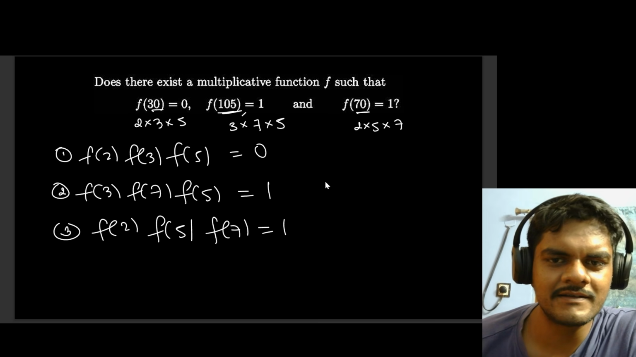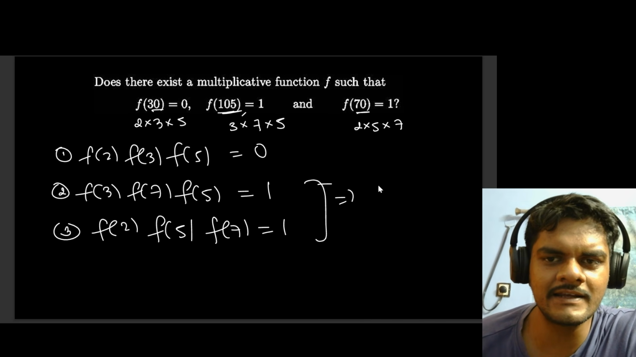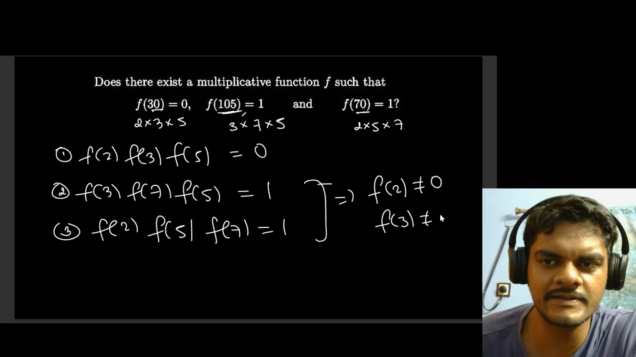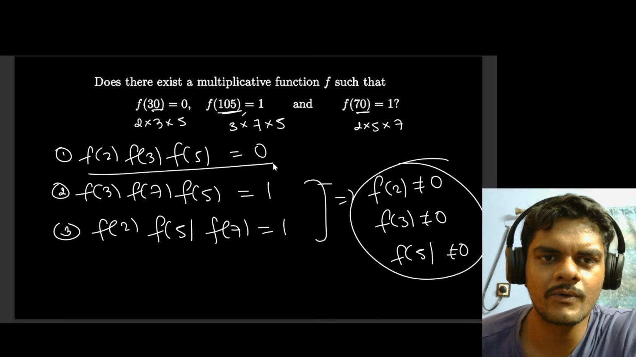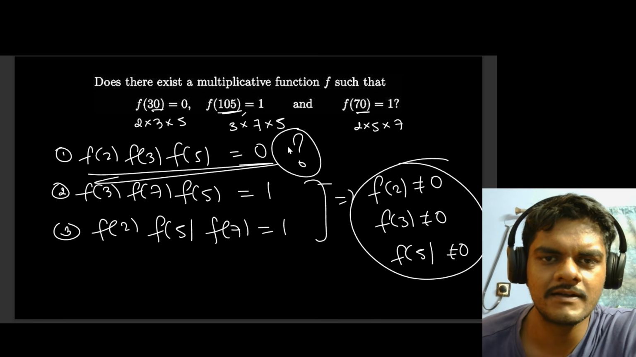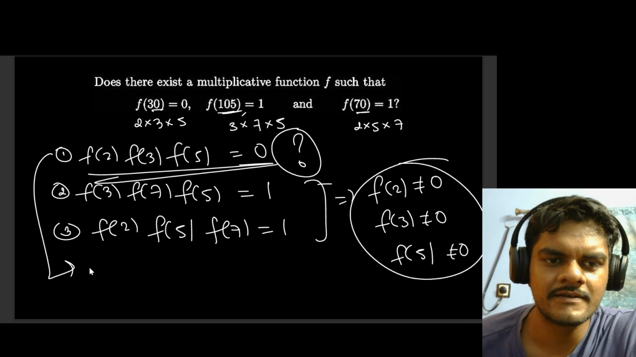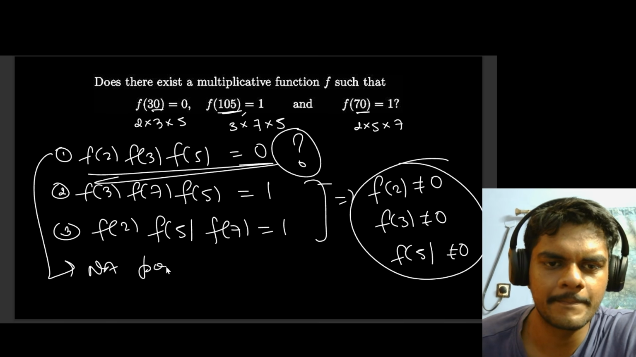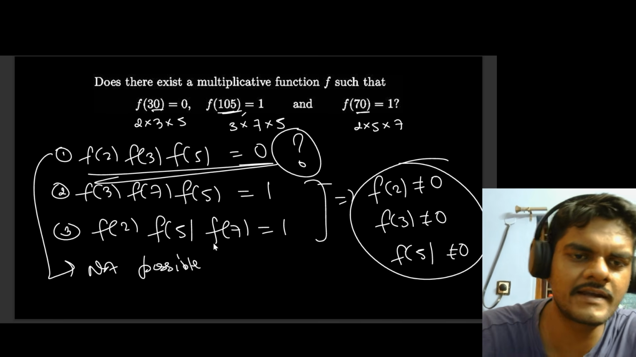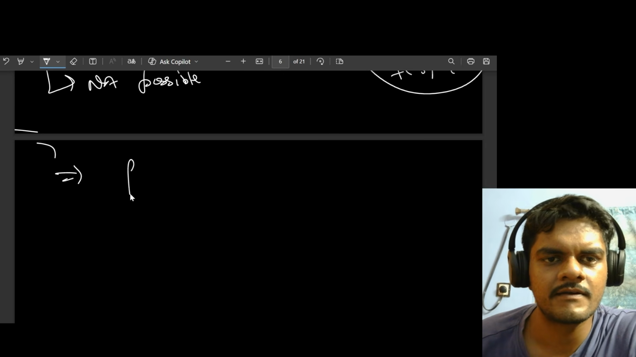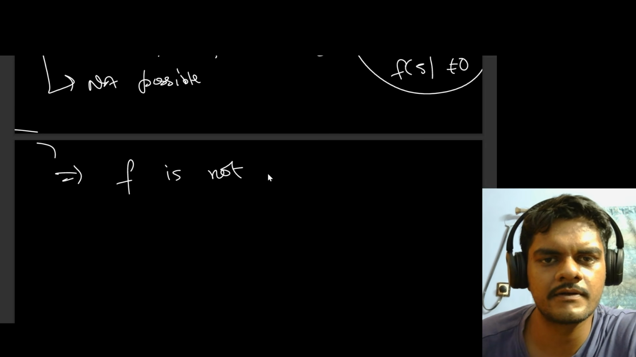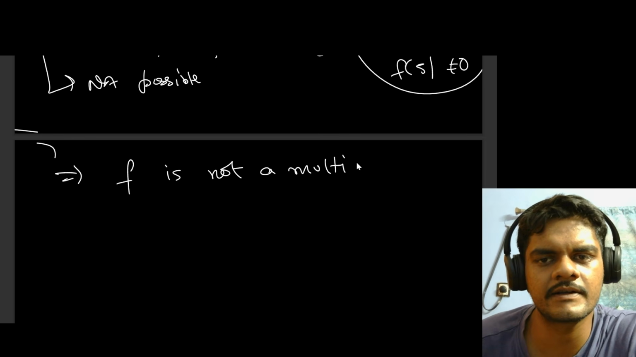Please note that these will imply clearly that f of 2 cannot be 0, f of 3 cannot be 0, f of 5 cannot be 0. See that? So how can the product be 0? This is impossible. So again, f is not a multiplicative function.